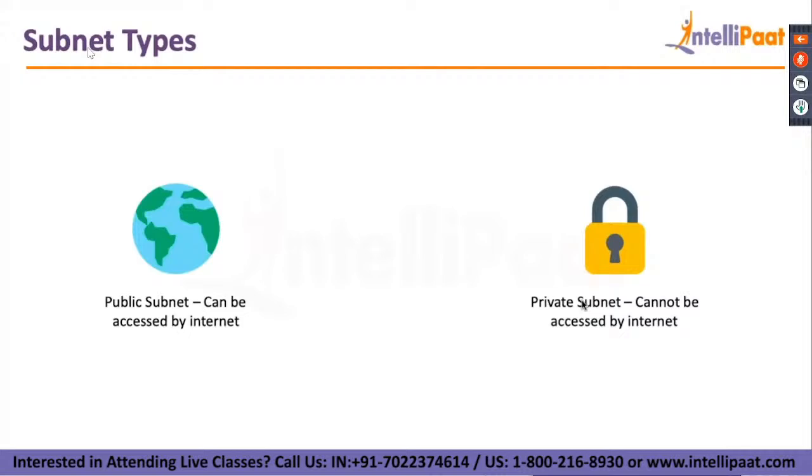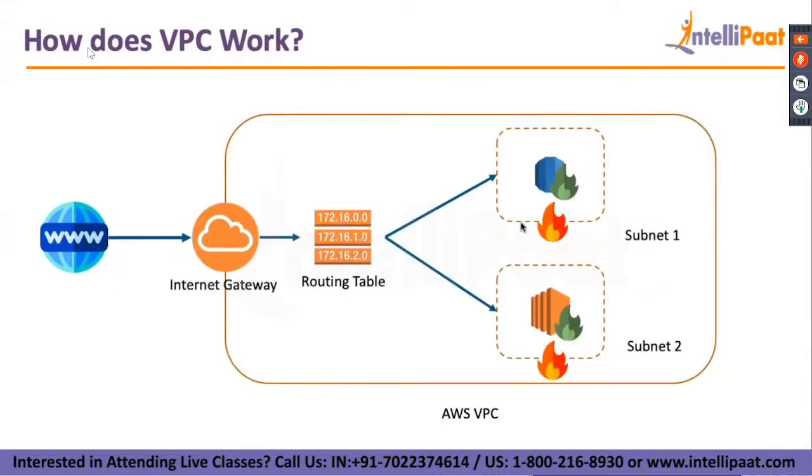Now let's go ahead and understand the different kinds of subnets. The only thing we understood so far is that we could create two subnets, but there are two types of subnets you can create. The first is called a public subnet, and the other is called a private subnet. A public subnet is a subnet which can be accessed by the internet, and a private subnet is a subnet which cannot be accessed by the internet. Now, what do we mean by that? Right now, both our subnets can be accessed by the internet.